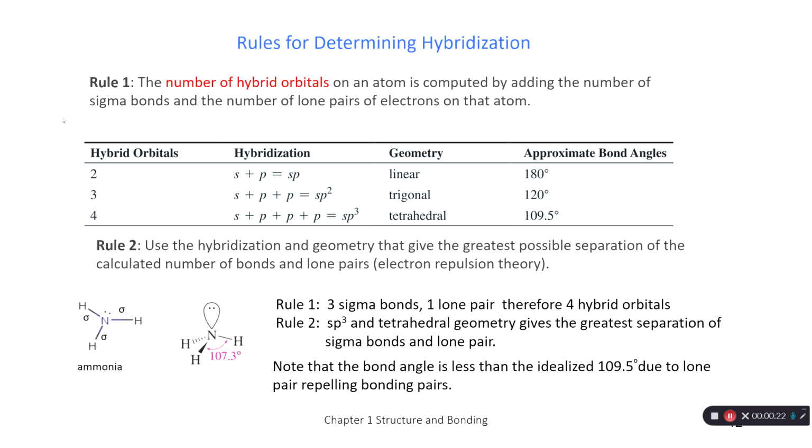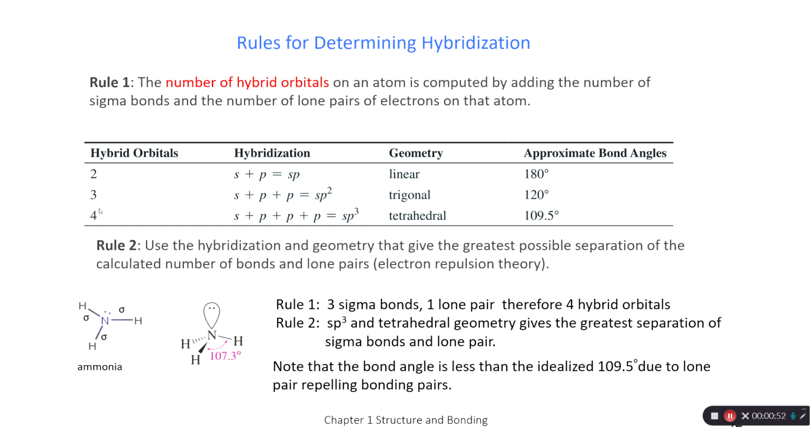So if you determine that the number of hybrid orbitals is 2, it's going to be sp hybridization. It's going to have a linear geometry, and the approximate bond angle will be 180 degrees. If you determine that it should be 3 hybrid orbitals, then it's sp2 hybridized, trigonal planar, and 120 degrees. And finally, if there are 4 hybrid orbitals, that means that they will be sp3 hybridized, tetrahedral geometry, and 109.5 degrees.